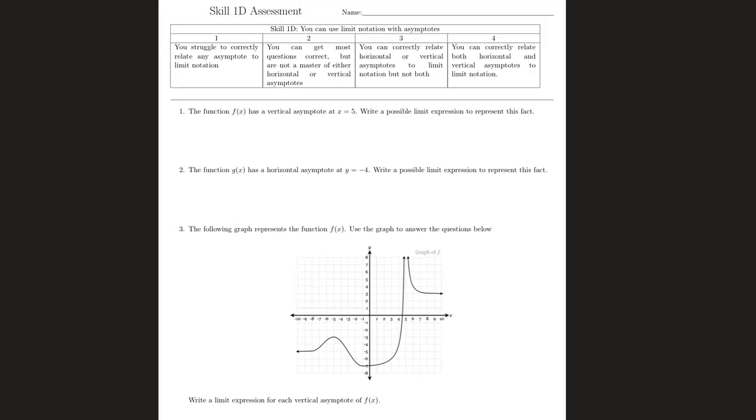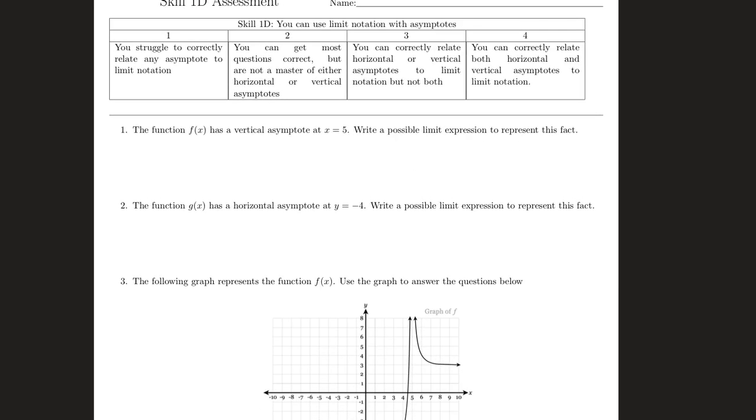All right, next we're going to be looking at limit notation with asymptotes. So really, this is just all about getting the infinity in the right place. So if we have a vertical asymptote, that's our kind of hint. Our x values are getting close to a number, and our y values are going to infinity.